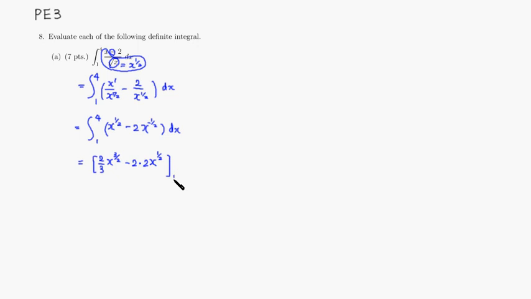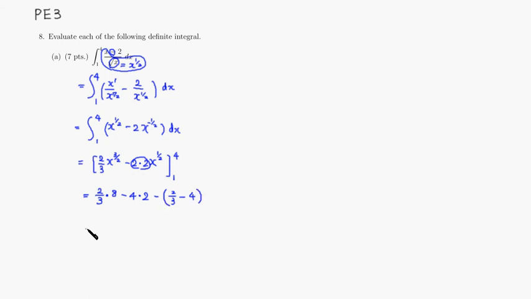Then you want to go from 1 to 4, so go ahead and plug in. You have 2/3 in front, times 4 to the 1/2 power, which is a square root, so it's 2 cubed, so it's 8, minus 2 times 2 is 4, times the square root of x, and the square root of 4 would be 2. Minus, plugging in 1, 1 to any power is 1, so it's 2/3 minus 4.